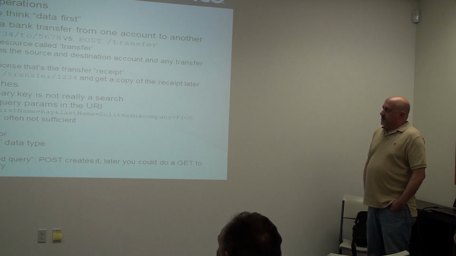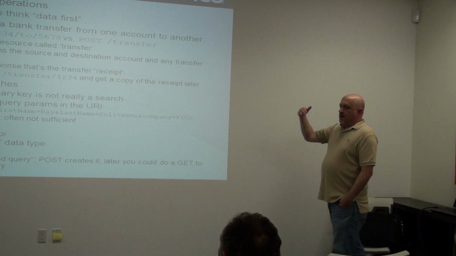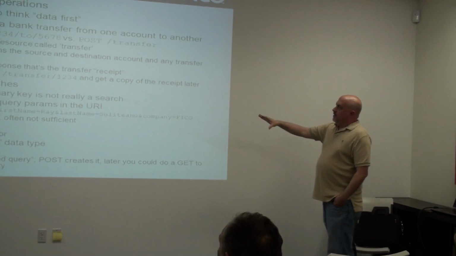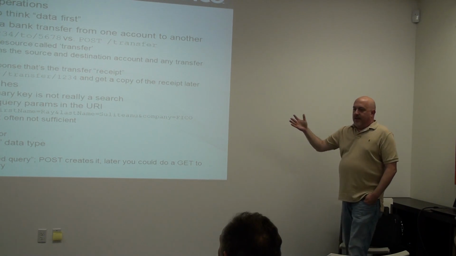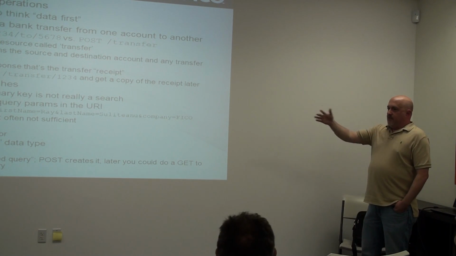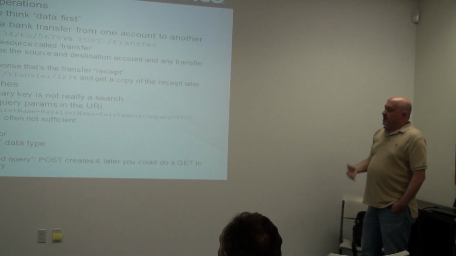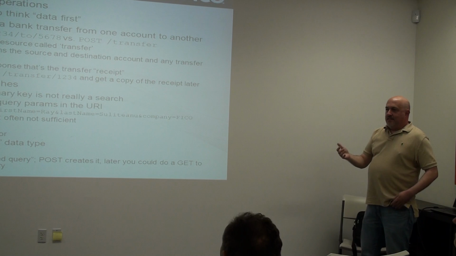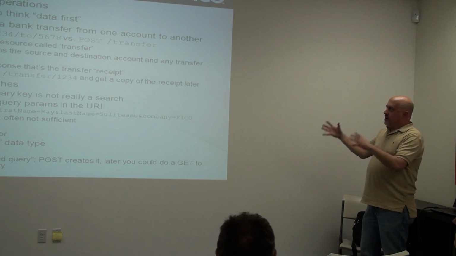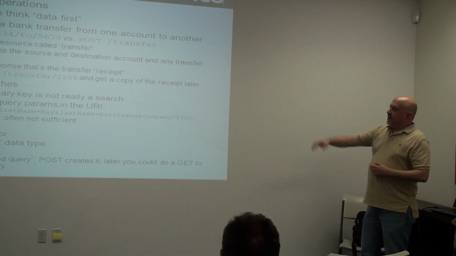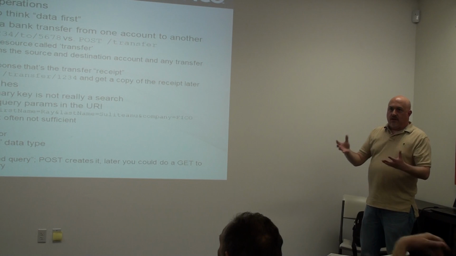A couple of other gotchas I've seen is that it's very hard to think about the data first and not just operations. So I'm not going to spend a lot of time here. Classic example is trying to do a bank transfer. And so you say, oh, I'm transferring money from this account to that account. You might do something like account from whatever. But if you think about it, that transfer is itself an object. And if you think of a transfer object as a resource, you could later on, for example, do a GET, and somebody could go and get the receipt for that transfer later on.